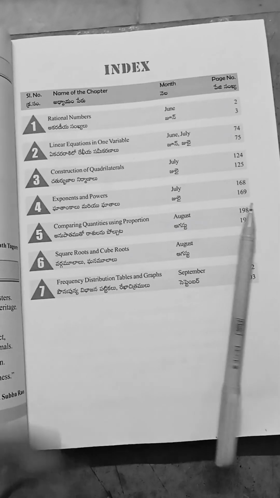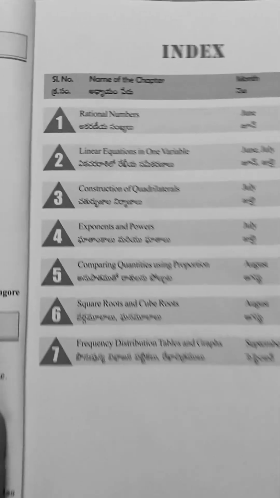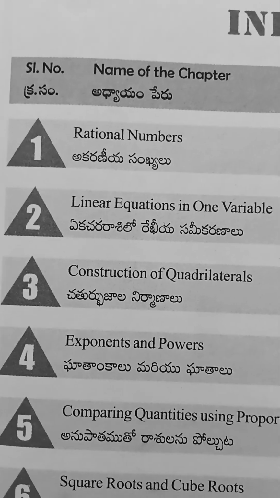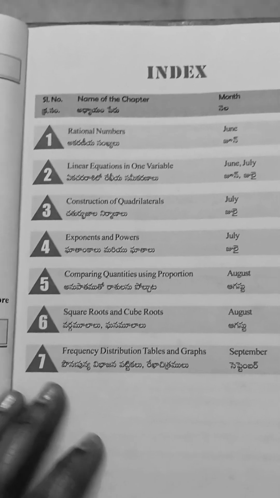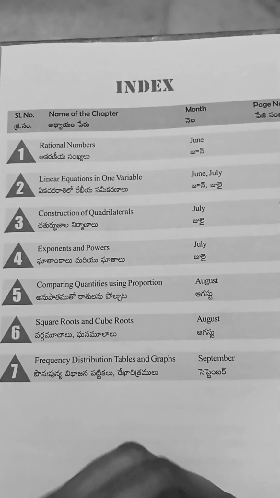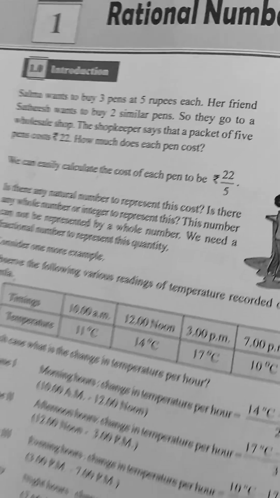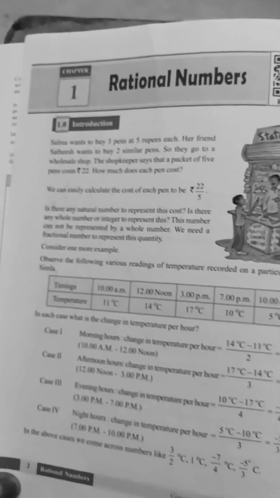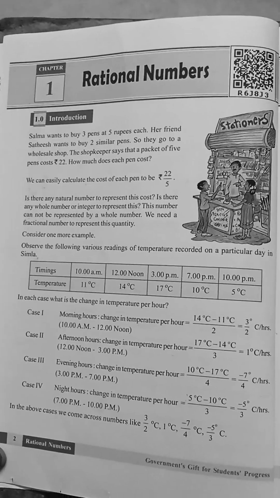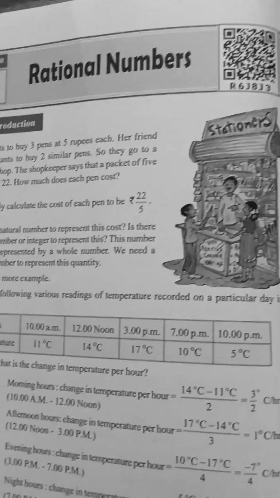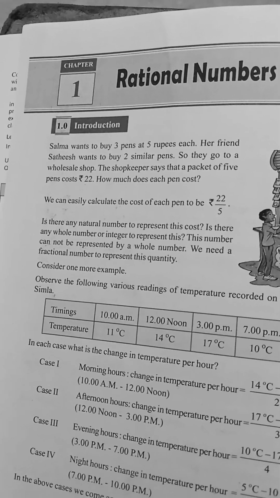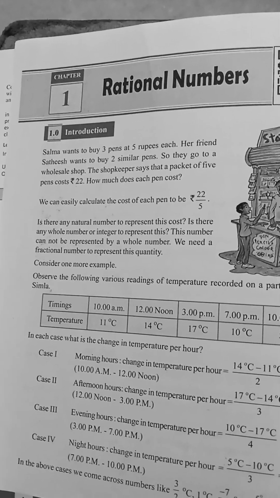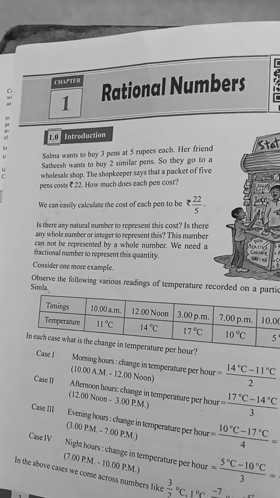And today, 8th class chapter 1, rational numbers. Before rational numbers, we have to know about some basic topics. Actually, this is the first chapter in this textbook. Like this picture there is a stationery shop. Someone asks about a number of pens, which cost 5 rupees each. Like that, they will ask.